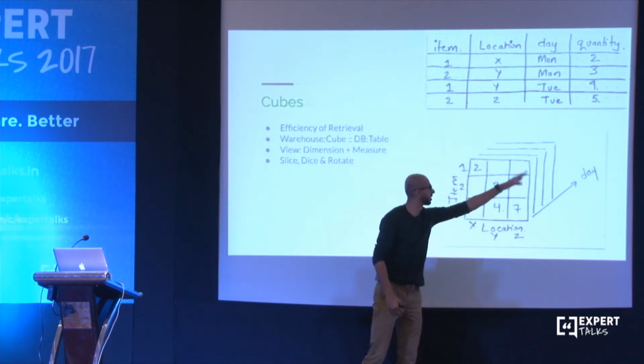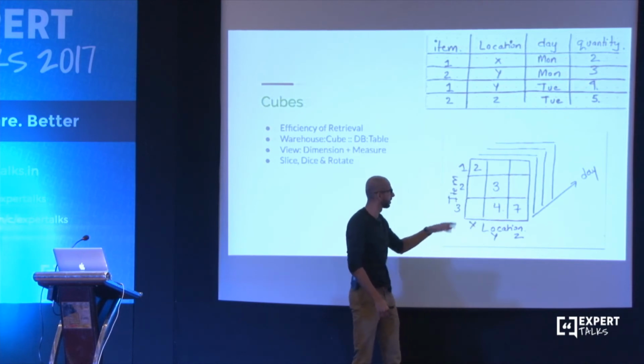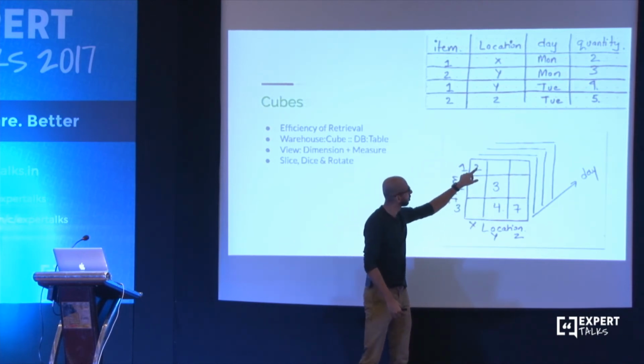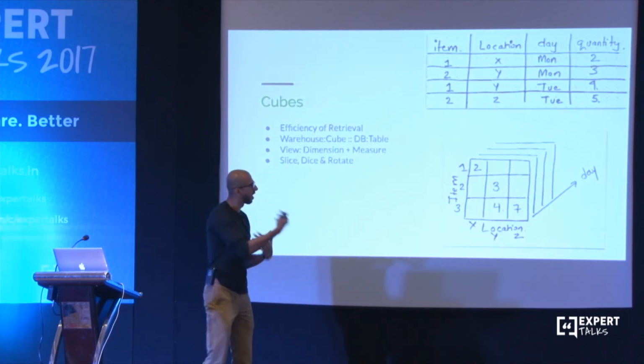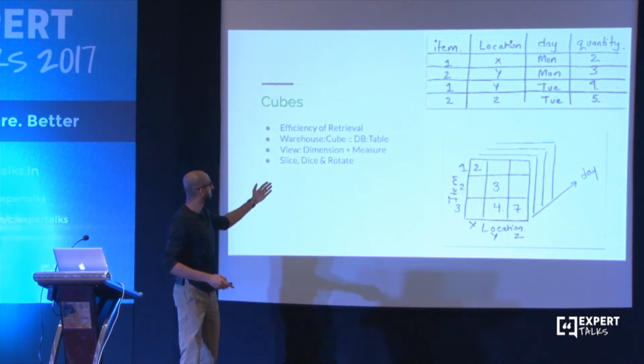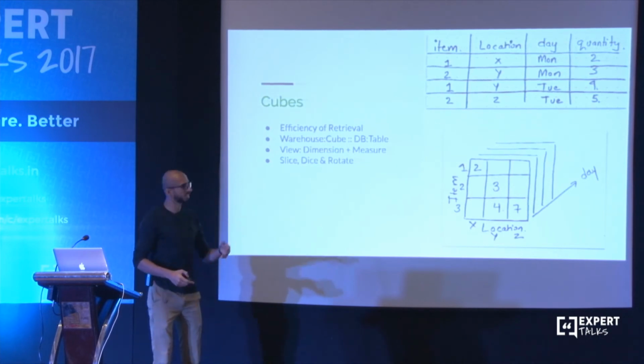Like, if this was the day axis, this is the location axis, this is the item axis, then each point here is actually the quantity which is being sold. So you can actually get faster results using this. Standard operations that we use on this are called slice, dice, and rotate.